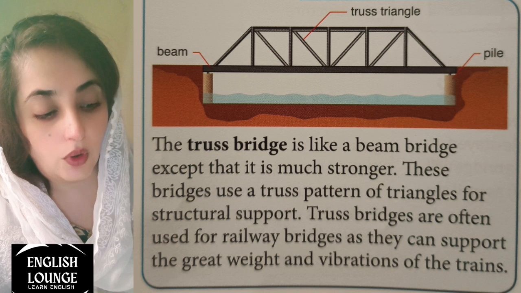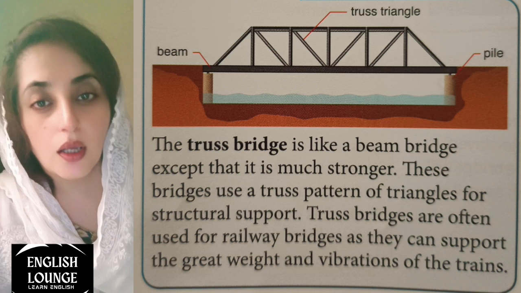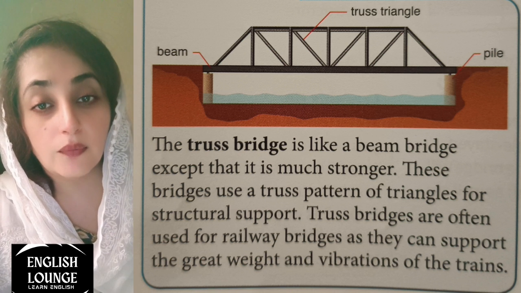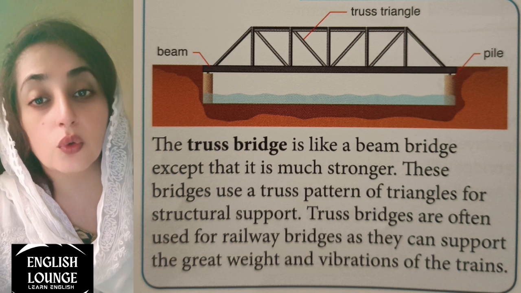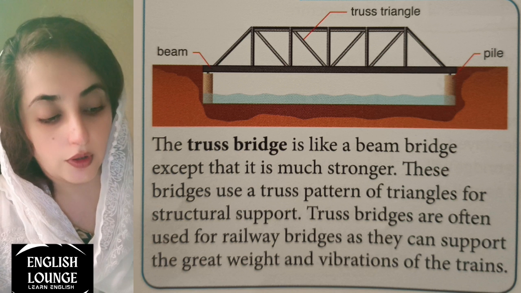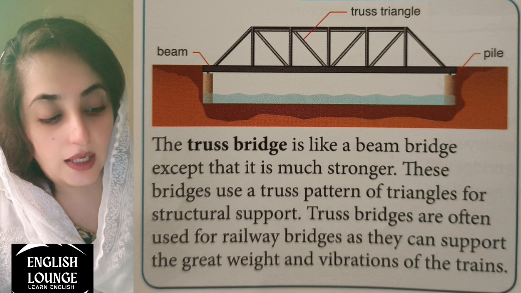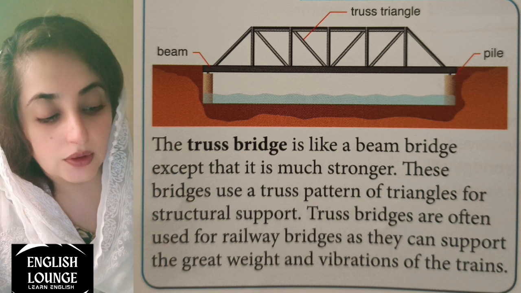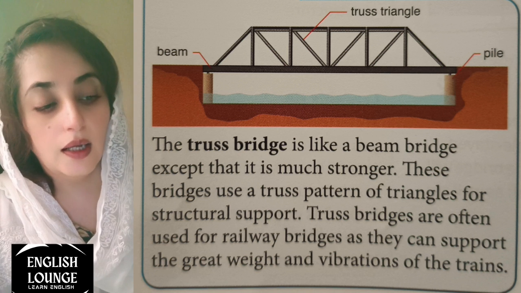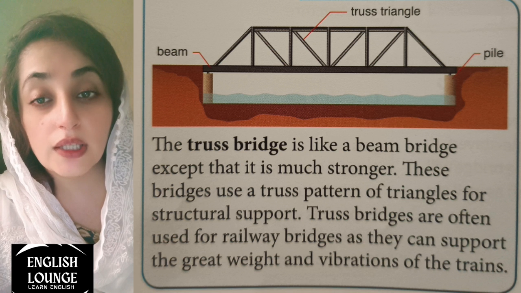The truss bridge is like a beam bridge except that it is much stronger. These bridges use a truss pattern of triangles for structural support. Truss bridges are often used for railway bridges as they can support the great weight and vibration of trains.